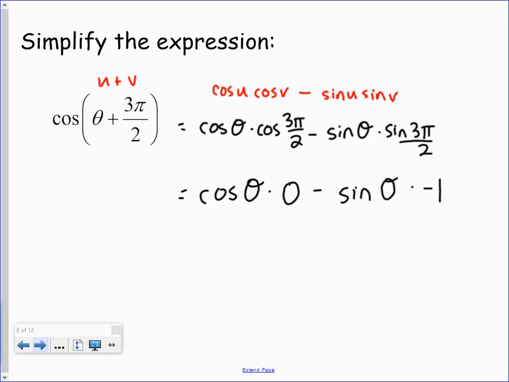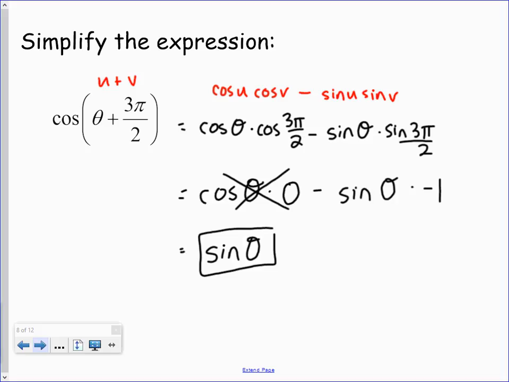Well, cosine times 0 is just 0, so I don't even really need to write that because I'm going to be adding. So this kind of goes away. It's just 0 plus something, or 0 minus something. And then I have negative sine theta times -1, which is positive sine theta. So the cosine of theta plus 3 pi over 2 is really just sine theta. That would be easier to do. Okay.